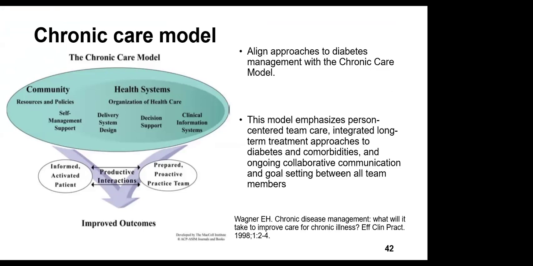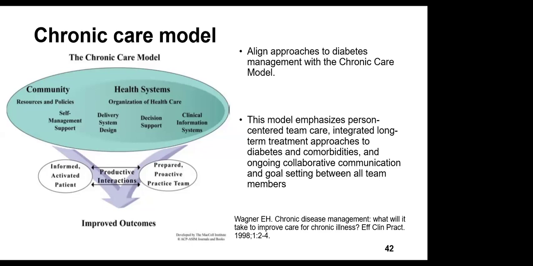You need to align your approaches to the chronic care model, and this model emphasizes person-centered care, integrated long-term treatment approaches to diabetes and comorbidities, and ongoing collaboration and communication by setting goals with the patient. You make sure, for example, you explain to them, now we want to achieve A1C less than 7. This is what it's going to take, and things like that. So you need to also tailor their treatment to the social context.